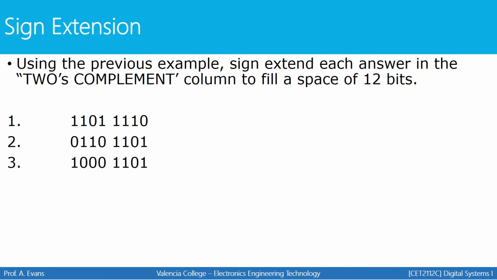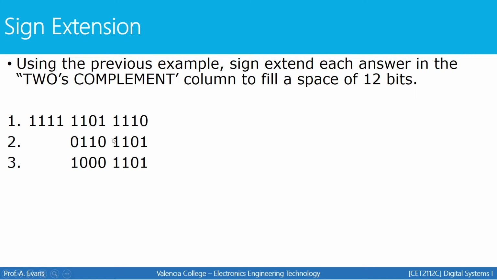So in the last example, the first 2's complement answer was 1101 1110. If we're going to sign extend that, we're going to look at the first bit. The first bit is a 1. And then we're going to add extra ones in the front of the number to fill the space required. In this case, we need 4 extra bits. They're all going to be 1s to sign extend that number.